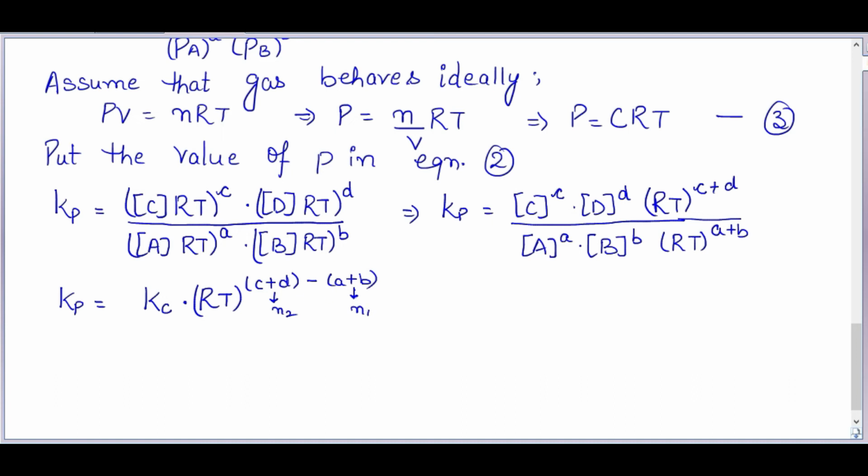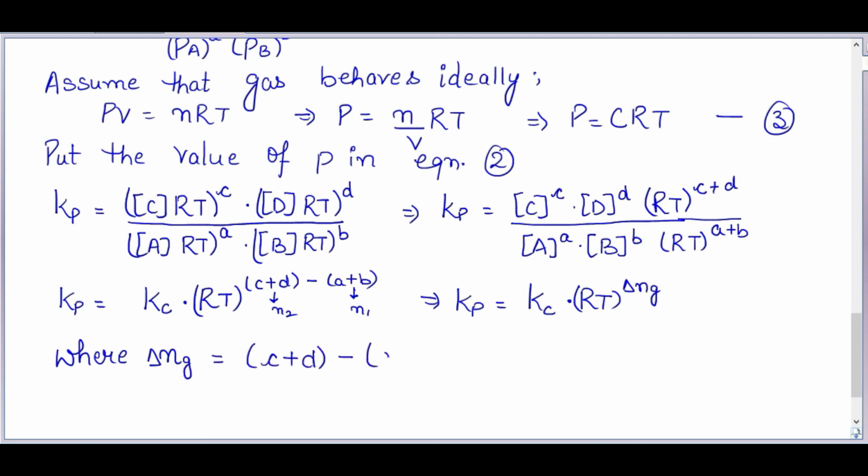So definitely delta Ng. So you just write, it will be Kp equal to Kc (RT) raised to delta Ng, right? So you just write over here, where delta Ng equal to C plus D minus A plus B, right? So let's understand this relation with an example, right? So let's take an example.